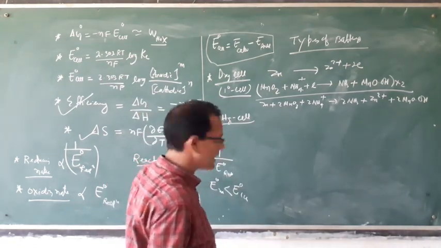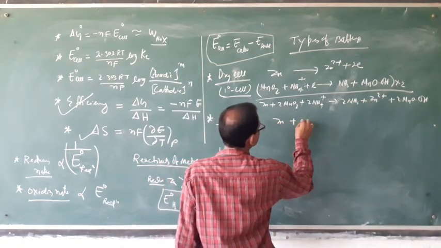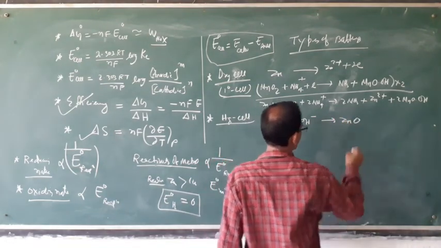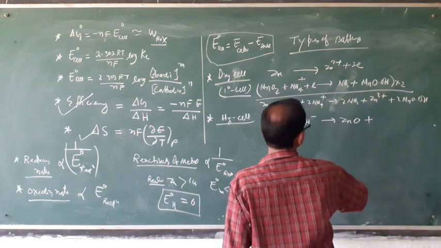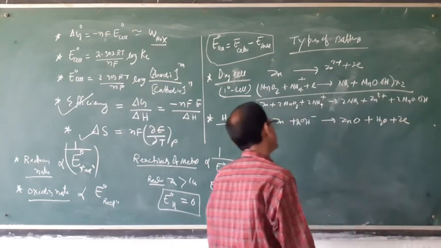It is also a primary cell. Zinc in presence of OH minus converts to ZnO, then multiply by 2, then water plus 2 electrons. Okay.